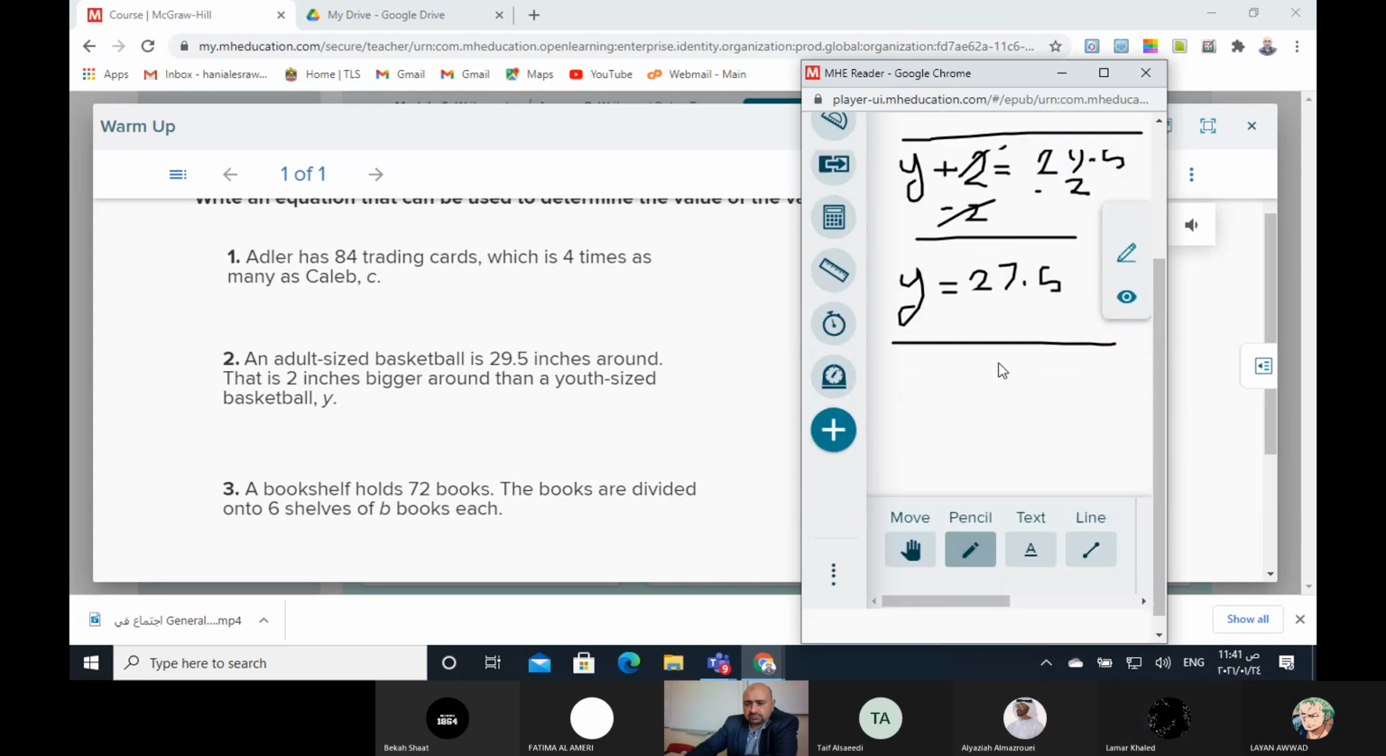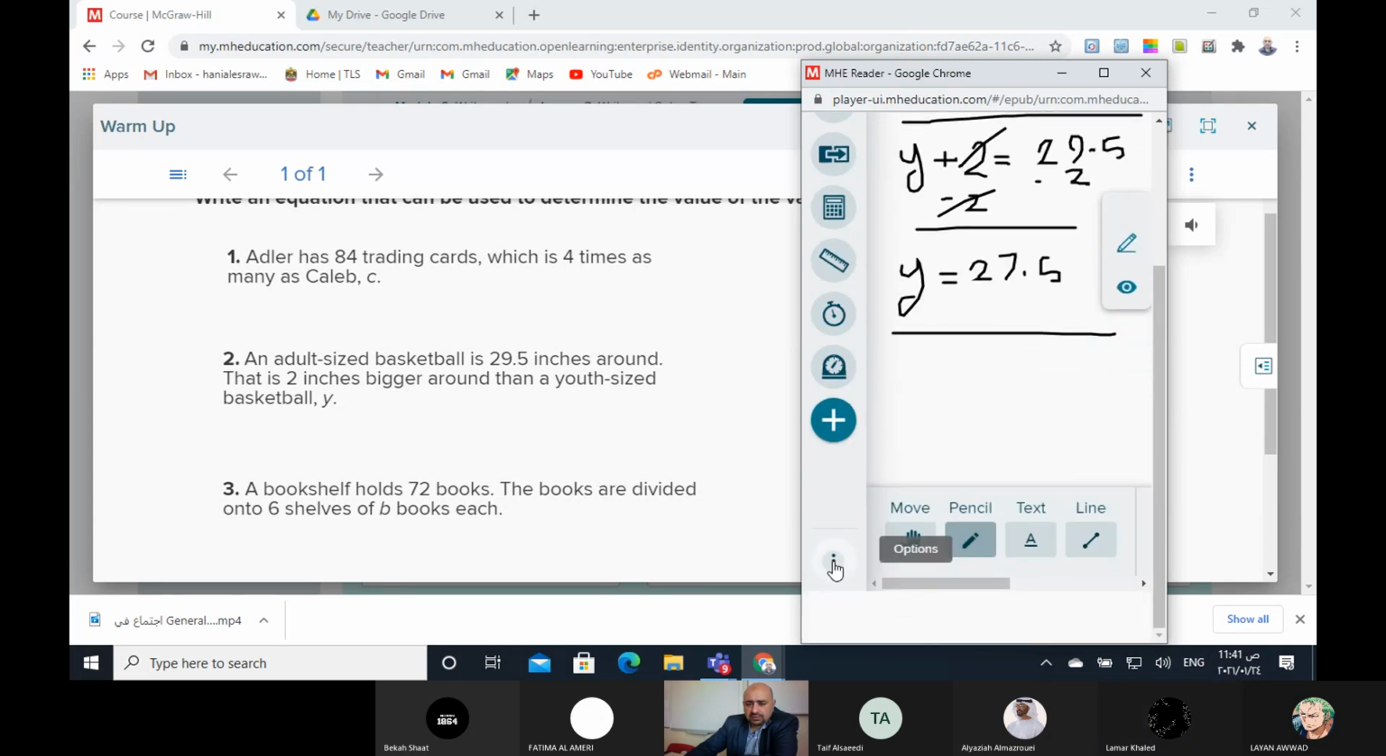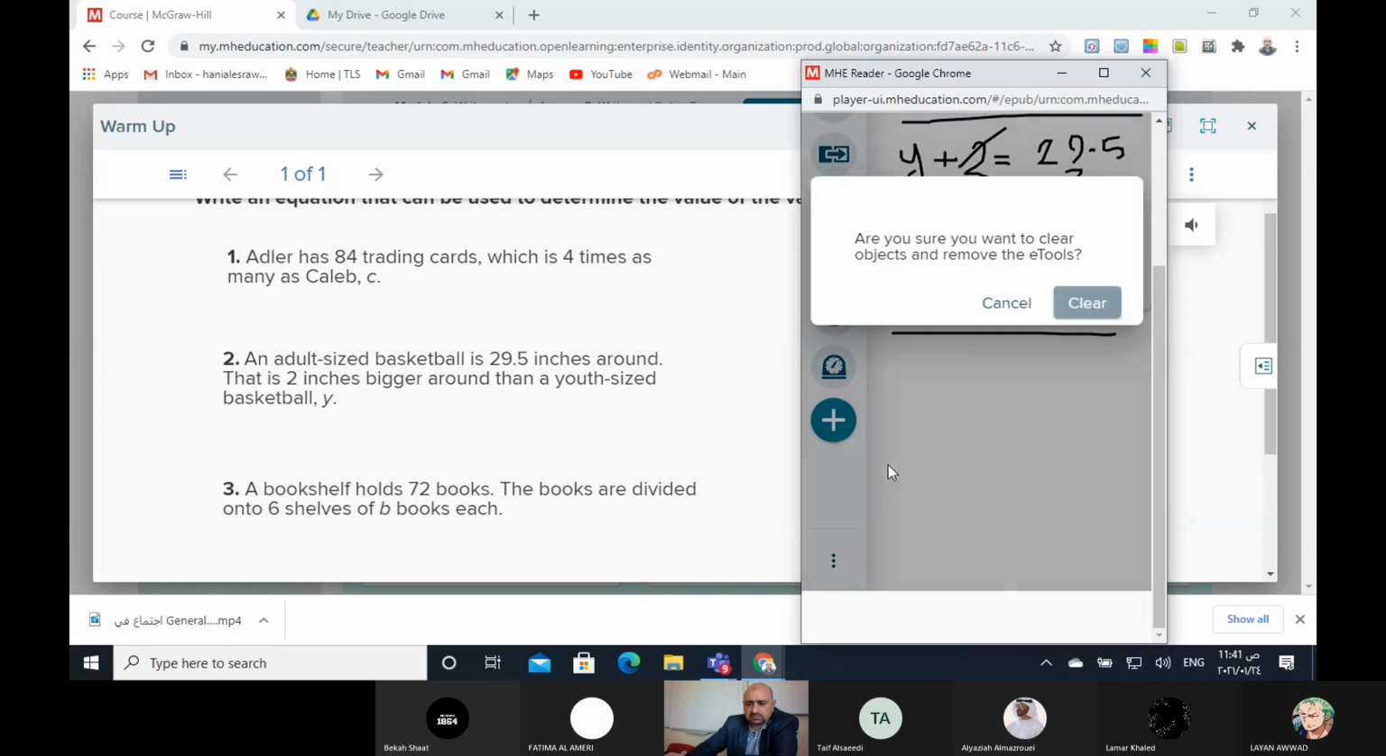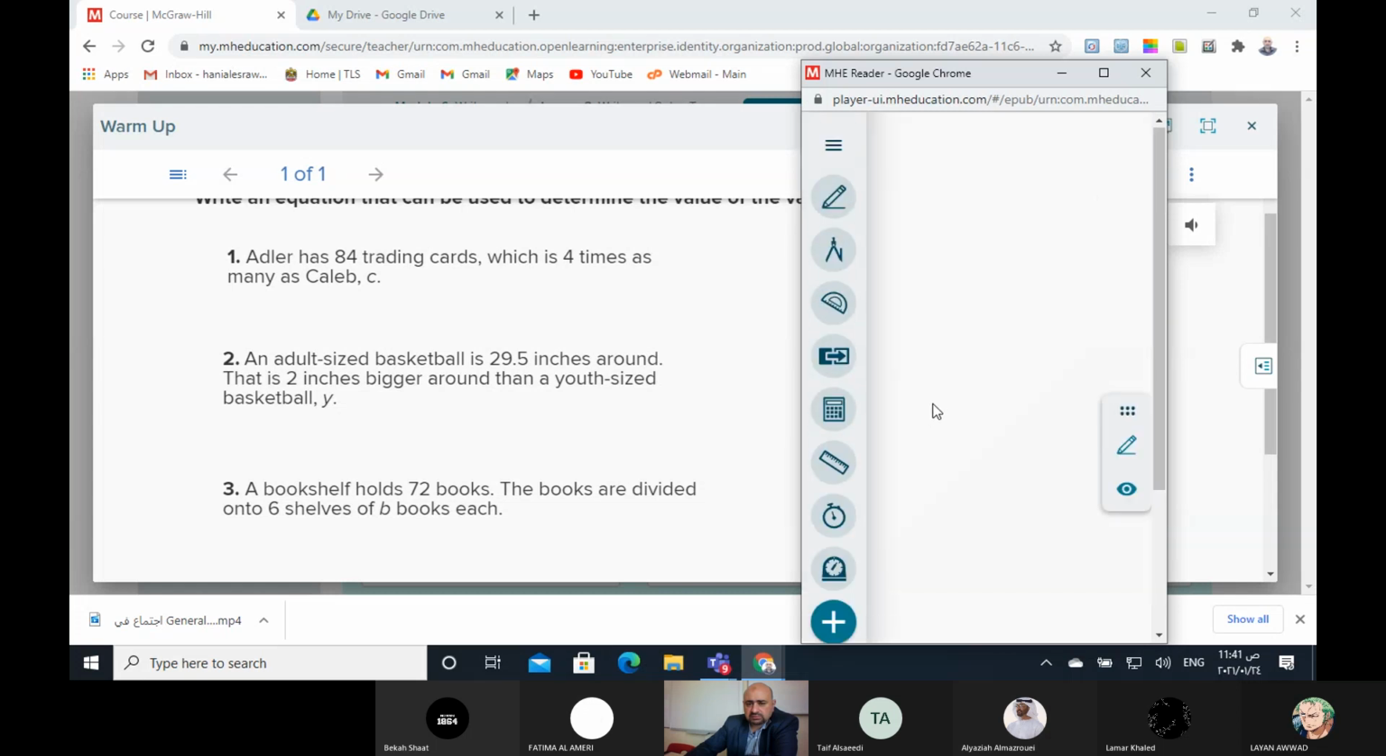No question. Right. Who can read exercise number 3, please? Okay, Fatima. A bookshelf holds 72 books. The books are divided onto 6 shelves of b books each. Here we have division. Can you tell me the equation here?